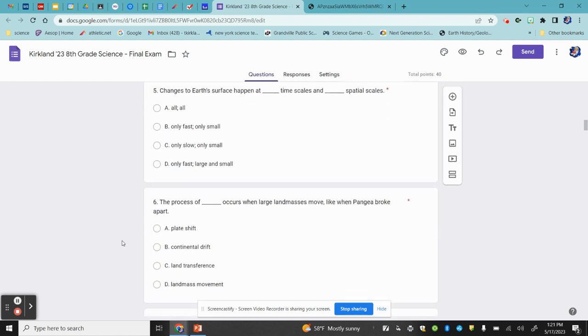Number 5, changes to Earth's surface happen at blank time scales and blank spatial scales. A, all in all. B, only fast and only small. C, only slow and only small. D, only fast and slow and large and small.